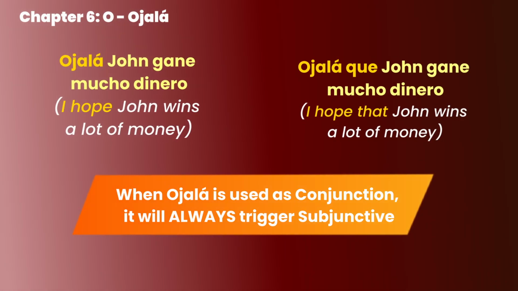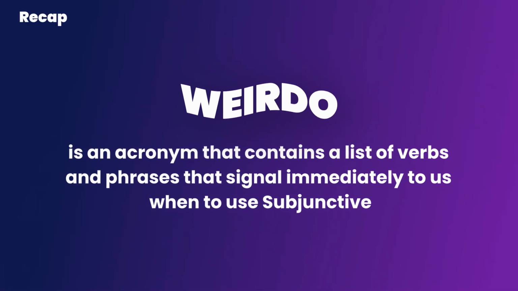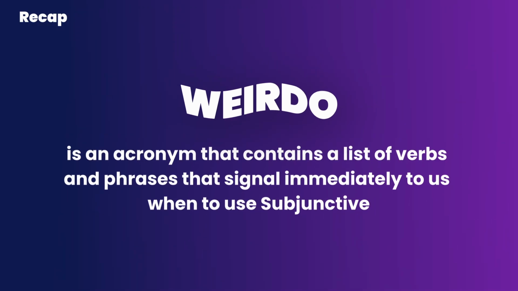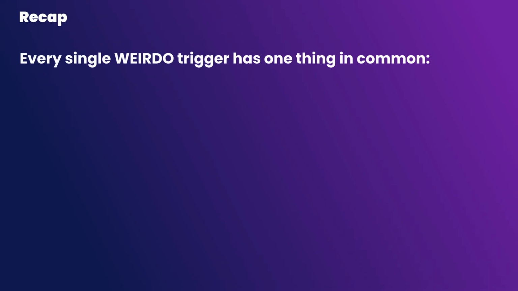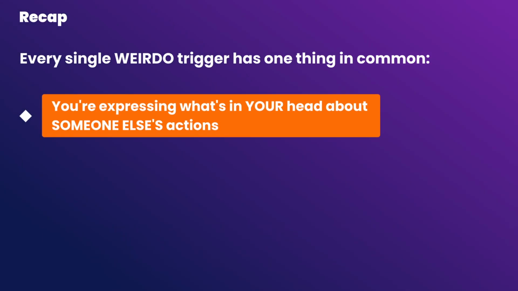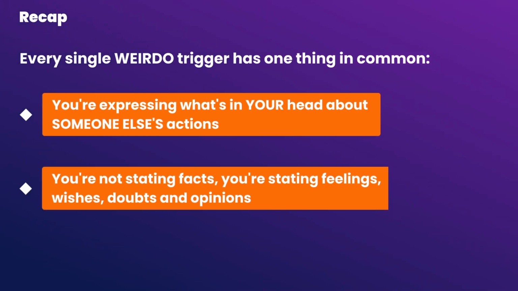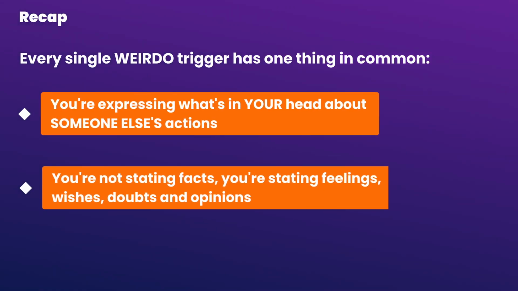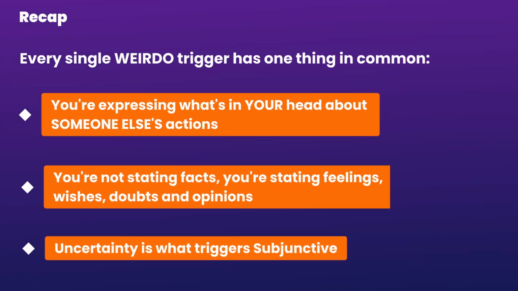We are almost done. Now it's time to bring it all together. WEIRDO is an acronym that contains a list of verbs and phrases that signal immediately to us when to use subjunctive. Every single WEIRDO trigger has one thing in common. You are expressing what's in your head about someone else's actions. You're not stating facts, you're stating feelings, wishes, doubts, and opinions. That uncertainty is what triggers subjunctive.